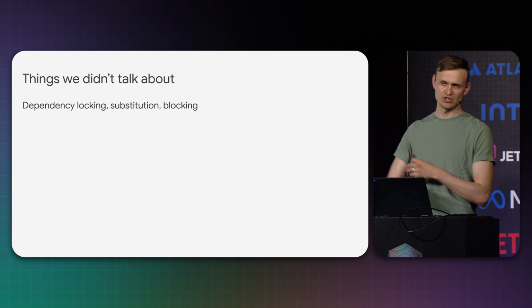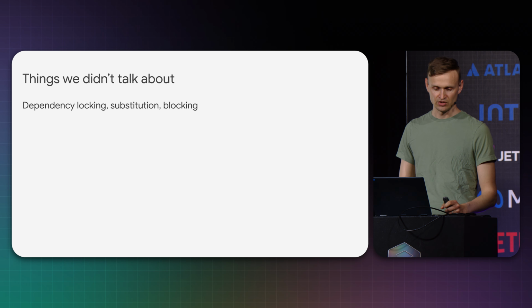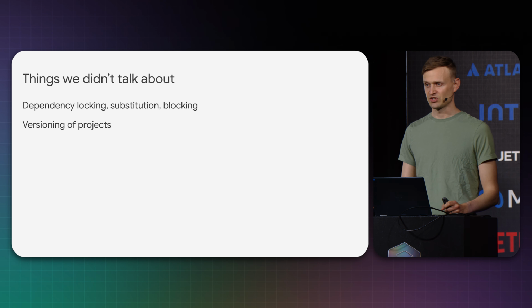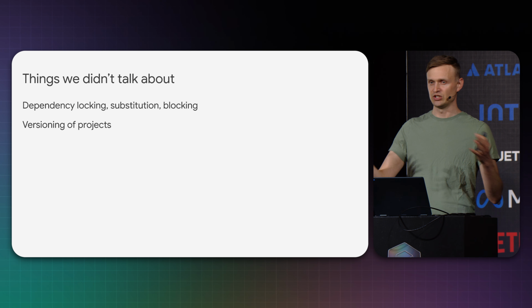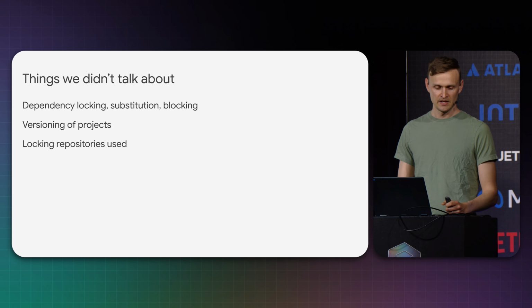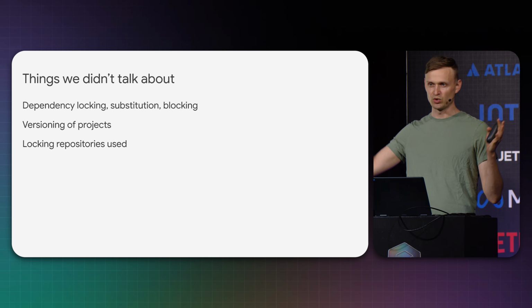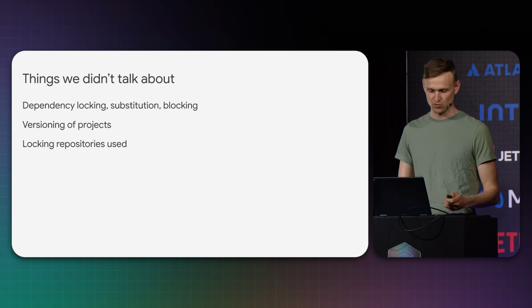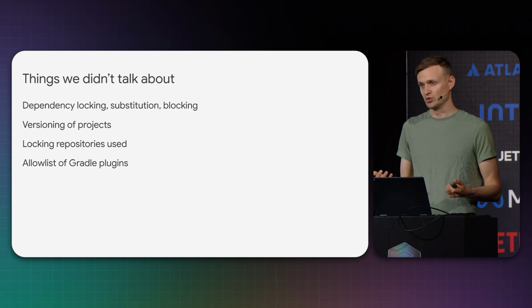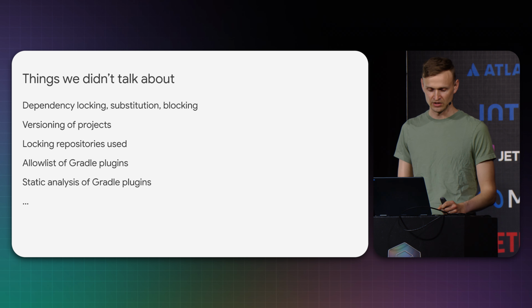So what didn't we talk about? Because there's so many ways to do strictness. Dependency locking, substitution, blocking. You probably saw that talk from Netflix. I would recommend you review that as well. Versioning of projects. How do you set it up? Do you want to version it across the organization in a certain way? We didn't talk about that. How about locking of which repositories I use? It's most likely that you don't want every project poking at every random repository, and you might want to enforce that as well. Maybe you want to allow a list of which Gradle plugins are allowed, because some of them are doing something you shouldn't allow in your organization. And then there's static analysis of Gradle plugins, and on and on and on. And there's a lot of things.